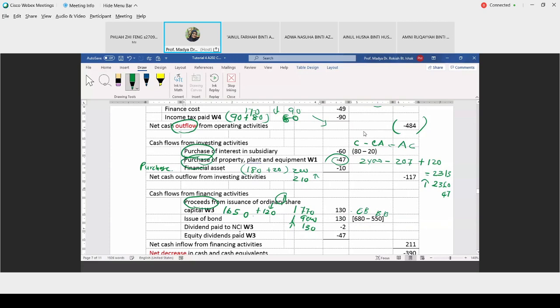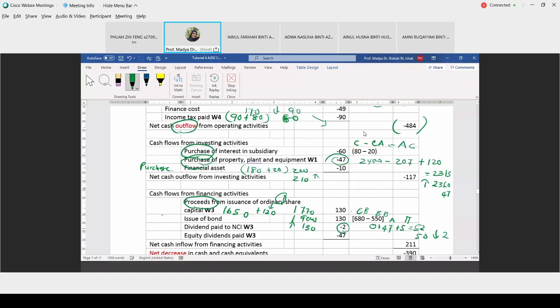Now look at the dividend to the NCI. For the NCI here, the beginning balance is 0. Then plus 47, which is from the one that you acquired. And then the share of profit here is 5, so you're going to have 52. Compared with the ending balance, which is only 50, it means that there is a reduction by 2, which is considered as the dividend to the NCI.